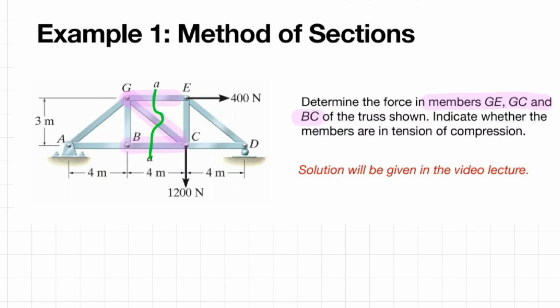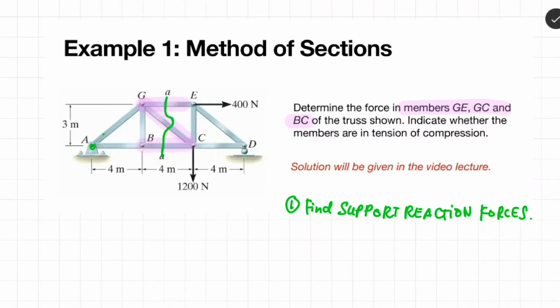So the first step in solving using the method of section, as usual, is first you have to define the support reaction forces at each joint. Okay, so you know at joint A, it is a pin type of joint, so there is one reaction force in Y direction and one reaction force in X direction, whereas in joint D, it's a roller kind of joint, so there is only one reaction force in the Y direction.